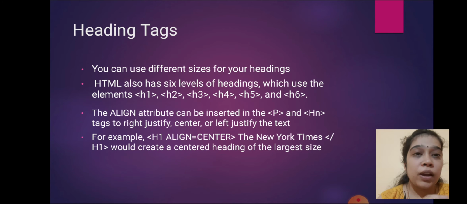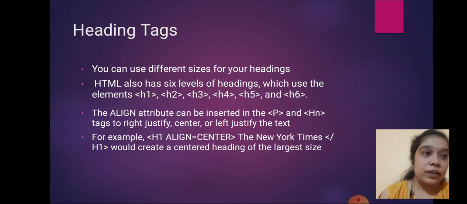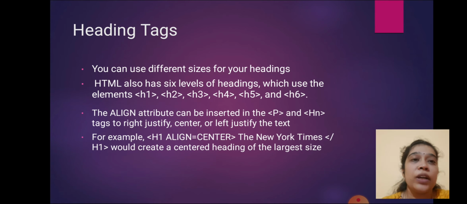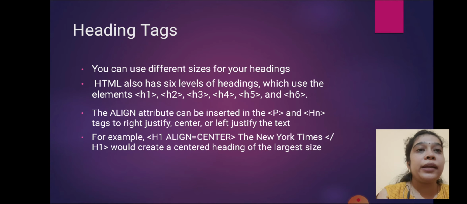For using any type of attribute, we write it in the opening tag, after giving a space. For example, for h1, we write h1, space, align equals center, The New York Times, and end of h1. After running this program, we will get the output as The New York Times in h1 heading size with the center alignment. Okay, this is all about the heading tags.